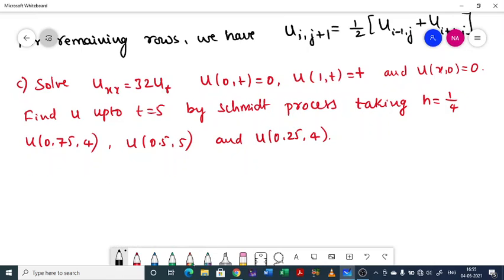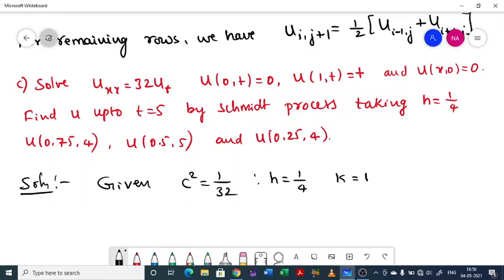Let's write the solution. Given c square equal to 1 by 32 and h equal to 1 by 4, we can compute k. H square divided by 2c square is 16 by 32, into 2, so k equal to 1. Then here x varies from 0 to 1 and t varies between 0 and 5.